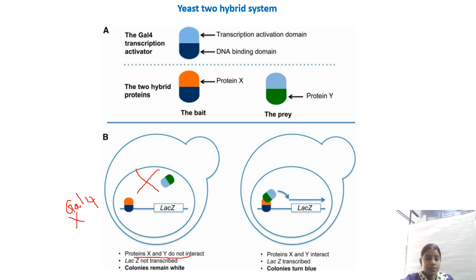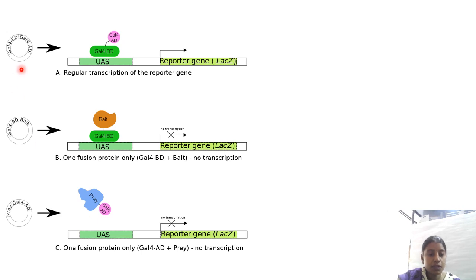So this yeast two-hybrid system is one of the most important tools for studying protein-protein interaction. Nowadays yeast three-hybrid systems are also available to study protein-protein interactions. Here you can see the positive control of the yeast two-hybrid experiment. The vector having both binding domain and activator domain, on expression, will have the functional Gal4 formation, and the LacZ gene would be activated, and blue colonies are formed, which is a positive control.